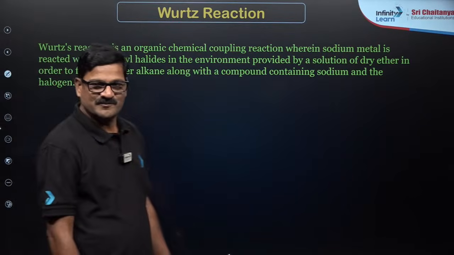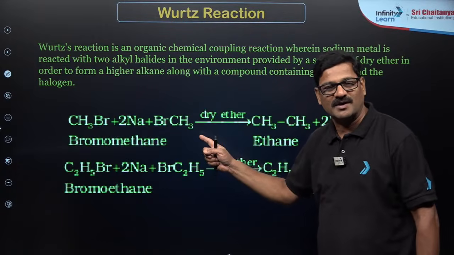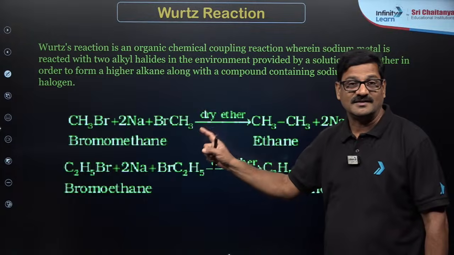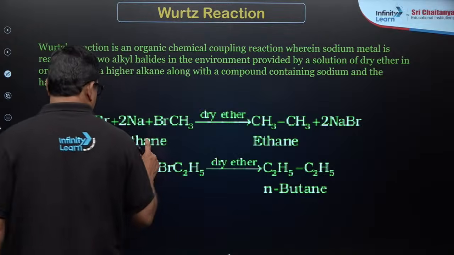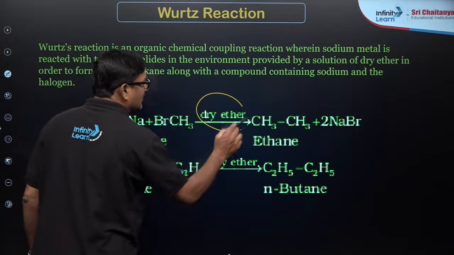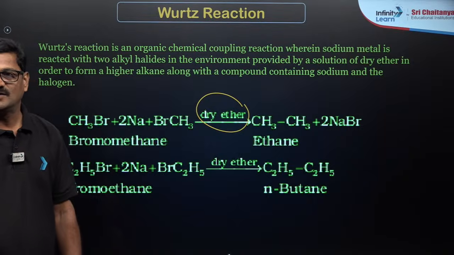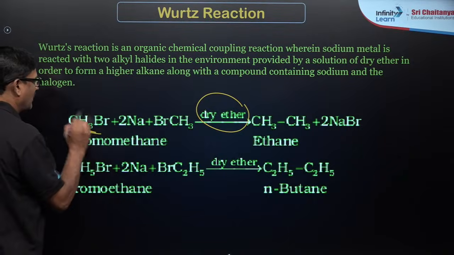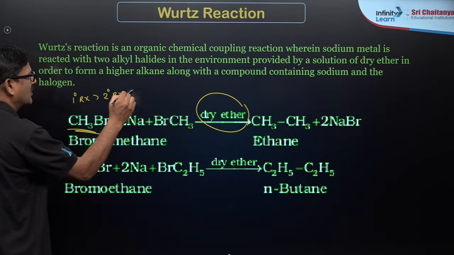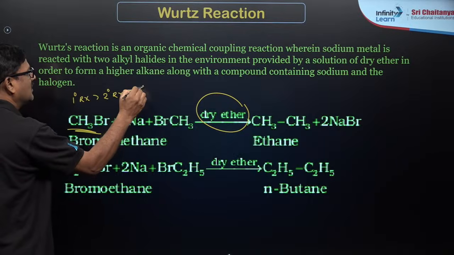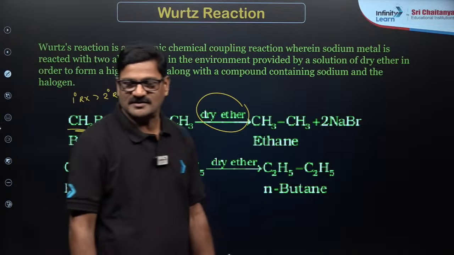Wurtz reaction. When alkyl halide is treated with sodium metal in essentially dry ether, higher alkane can be prepared. This is what is called the Wurtz reaction. You require dry ether. Here primary alkyl halide is more reactive than secondary alkyl halide, which is more reactive than tertiary alkyl halide. Tertiary alkyl halide does not participate in this reaction. Okay.